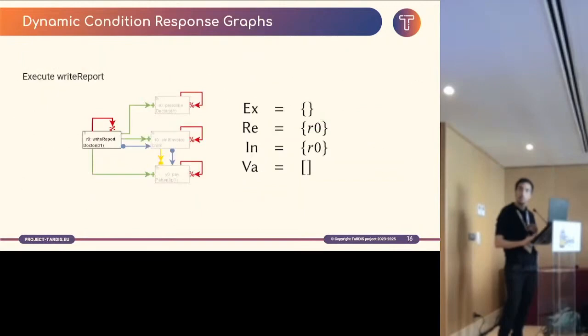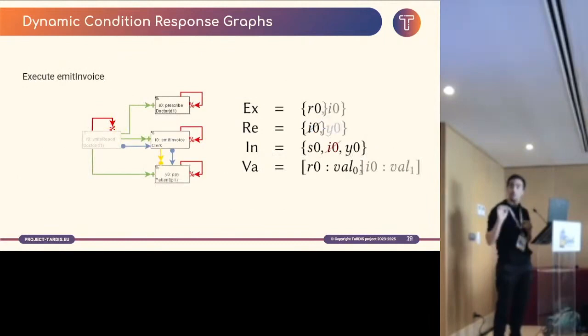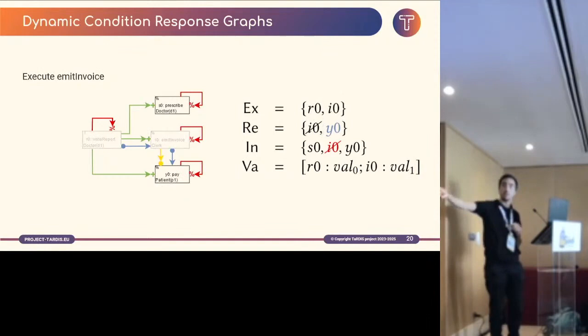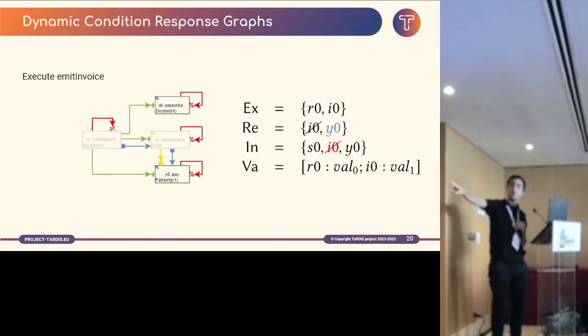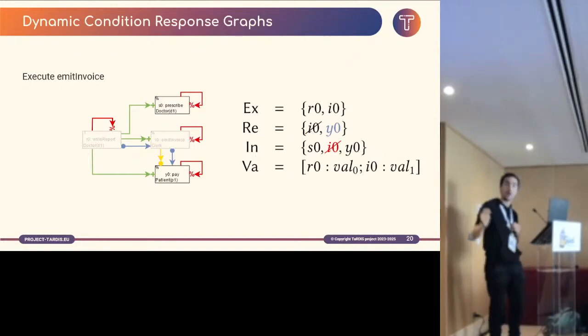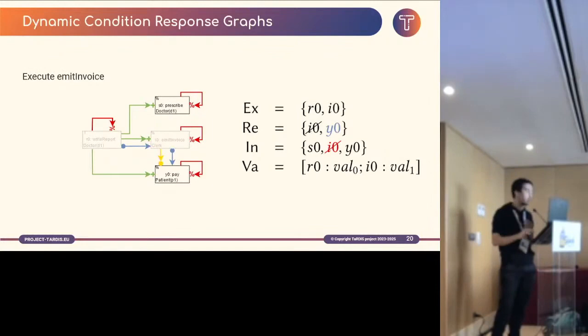Okay, so if we execute emit invoice, we add it to the set of executed events, we remove it from the pending events, and remove it from the included events. The removal from included events is once again due to an exclusion relation with itself, but we now add pay to the set of pending events due to the response relation, the blue arrow, and now we can execute the pay event since the condition relation, the yellow arrow, has its constraints fulfilled. Emit invoice has executed, therefore pay can execute.